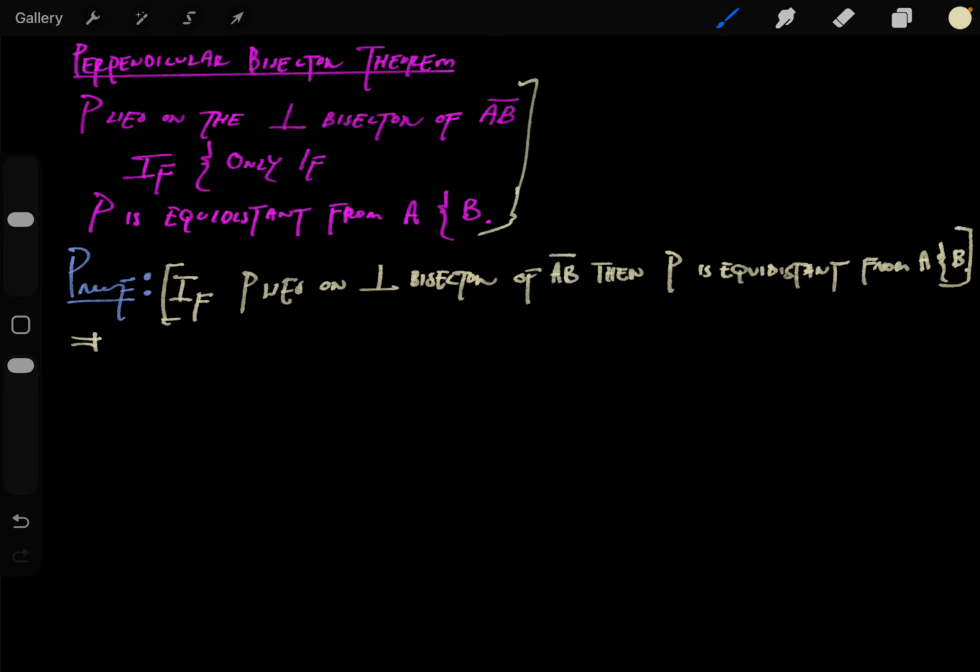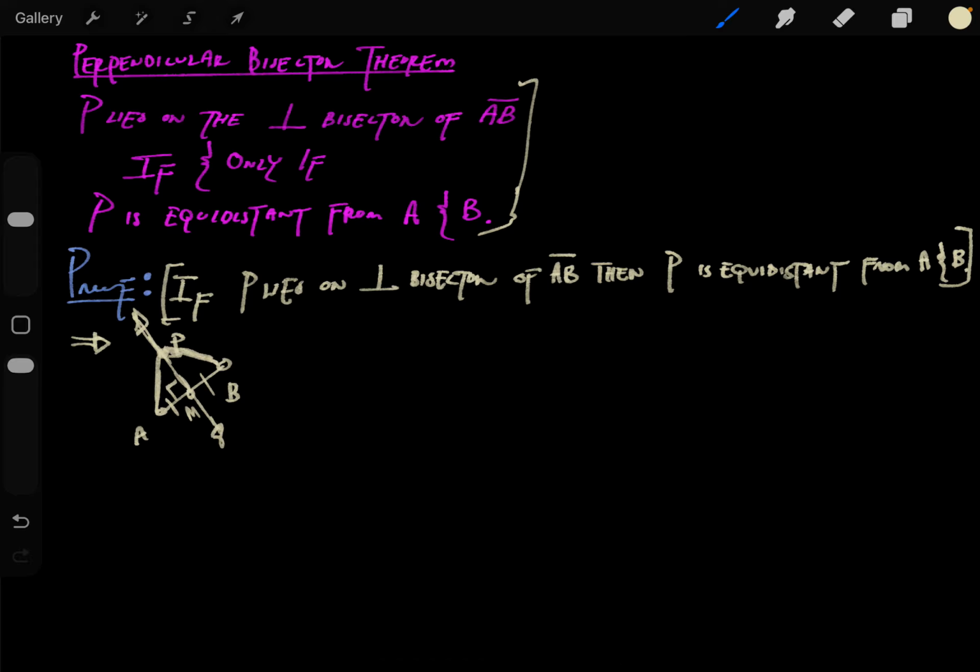What does the picture look like in this case? We have that P lies on the perpendicular bisector of AB. So here's AB, here's P. We know that this is a right angle and that AM is congruent to BM. We need to show that this length is the same as that length, that PA is congruent to PB.